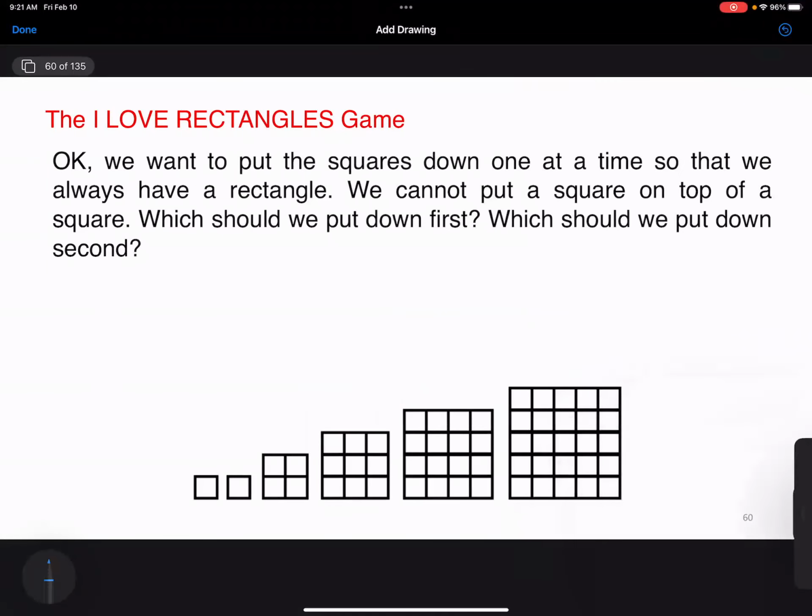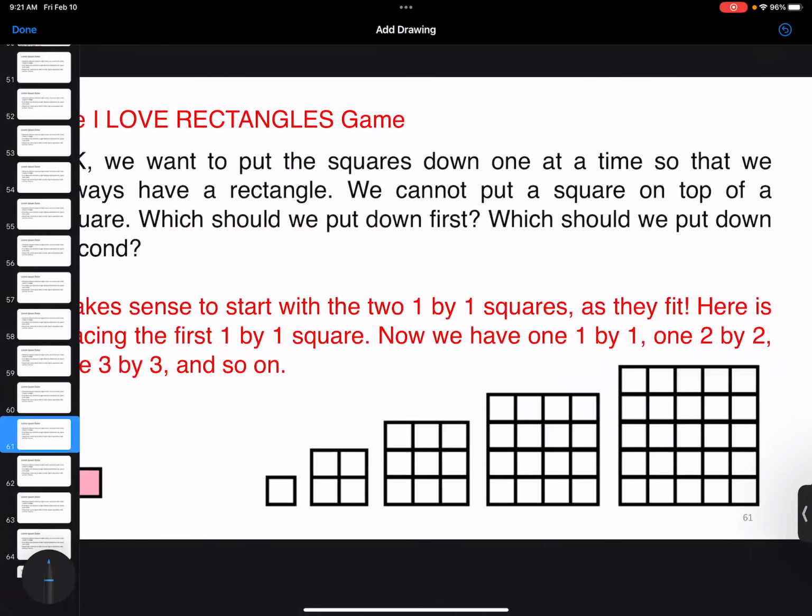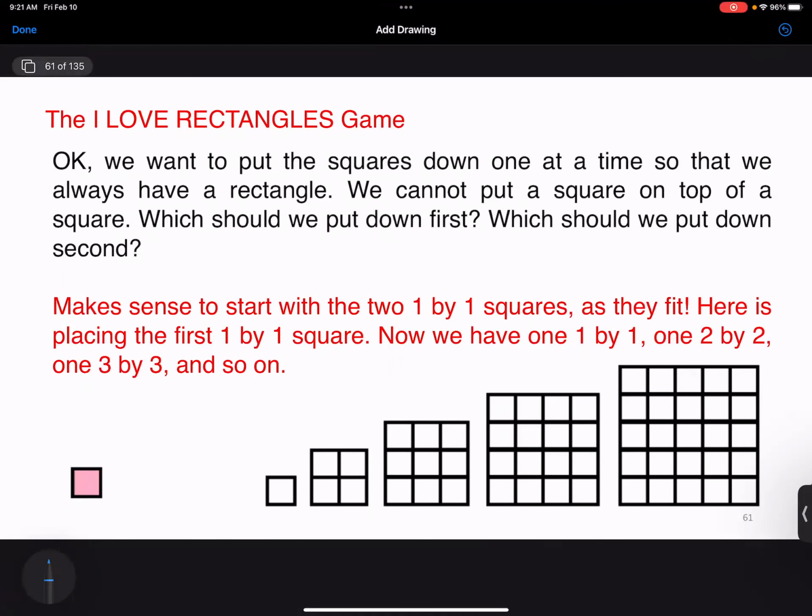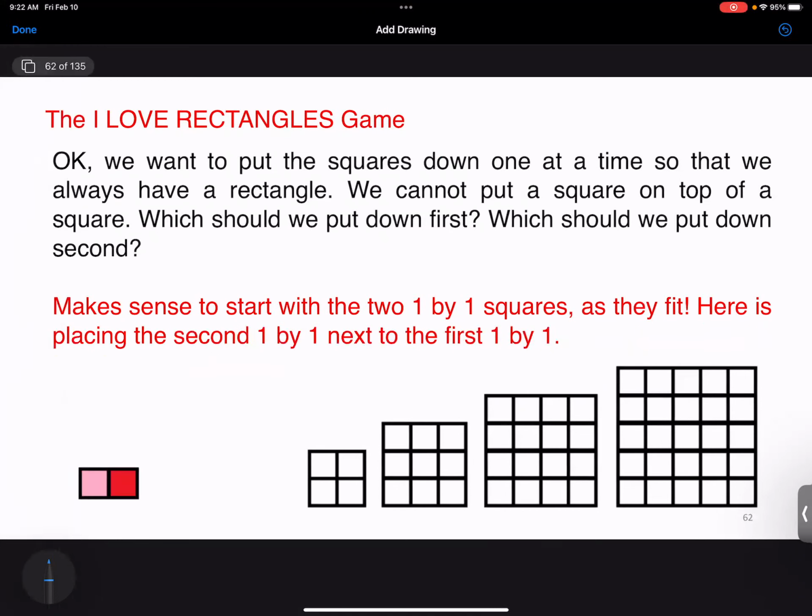Okay, so it looks like everybody discovered exactly what you need to do. Clearly, and again, I care about the thought process the most right now. You have to start with one of the one by one pieces because that's what I gave you. And if you don't use that, then you're back to the previous case and we know it can't be done. So I have to start with the one by one. And the only thing I can do next is put the other one by one by it.